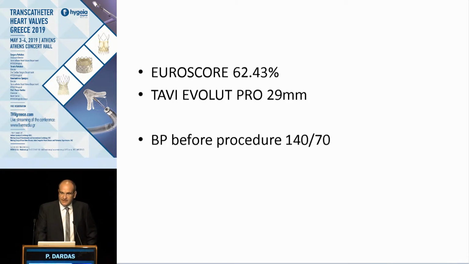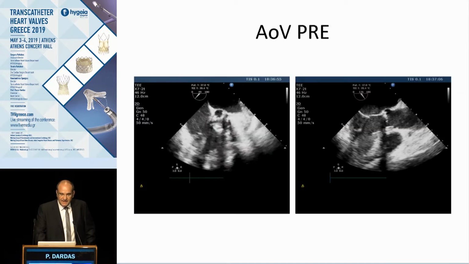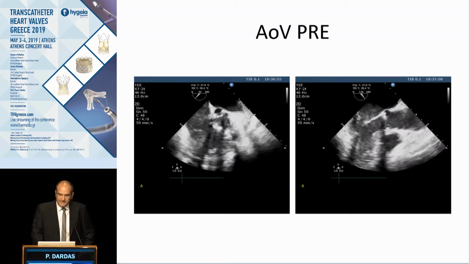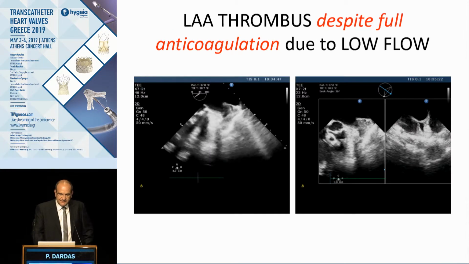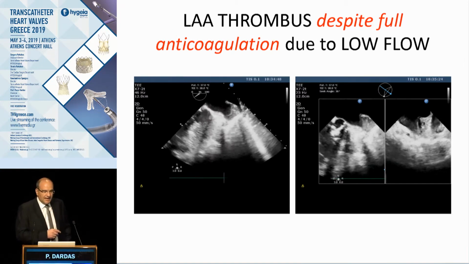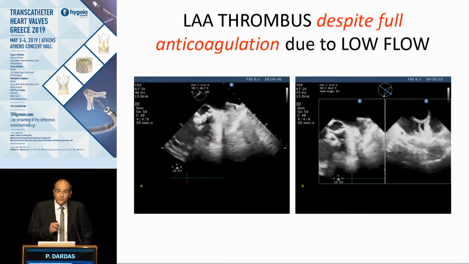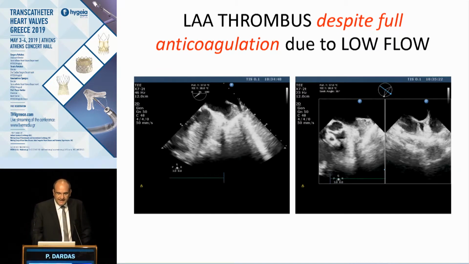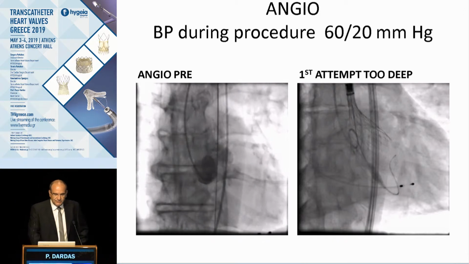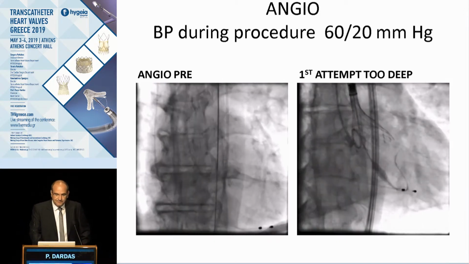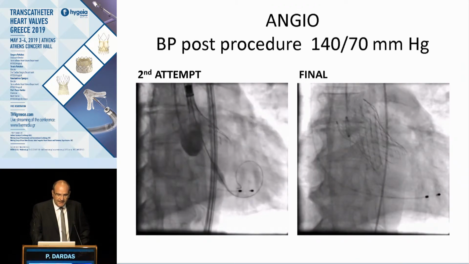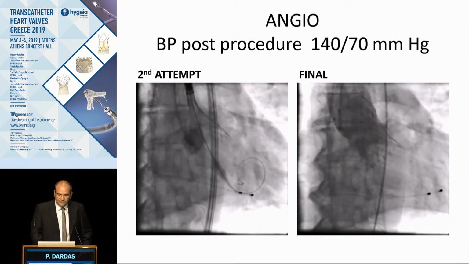He was opted for a TAVI valve, and he came down to the cath lab in a stable condition. And you can see here, it's not only the appearance of the valve, which is a heavily calcified valve, but there is a lot of LA thrombus, despite the fact that the patient was fully anticoagulated. So that means that there was low flow. And this proved to be the case because as soon as we crossed with the valve, the pressure dropped down to 60, and we had to support him inotropically and be very quick and have a good final result in the end.